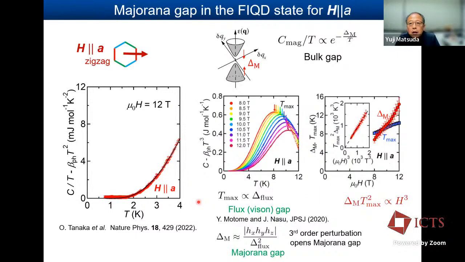Okay, I skip the details of the argument, but according to the theory of the Kitaev model, the gap is proportional to H cubed, and is also proportional to the Majorana gap. The flux gap is roughly estimated as proportional to the peak temperature of the specific heat. So in this plot, we plot the gap times T max squared, and we found this is exactly proportional to H cubed. So this is quantitatively consistent with the Majorana gap.